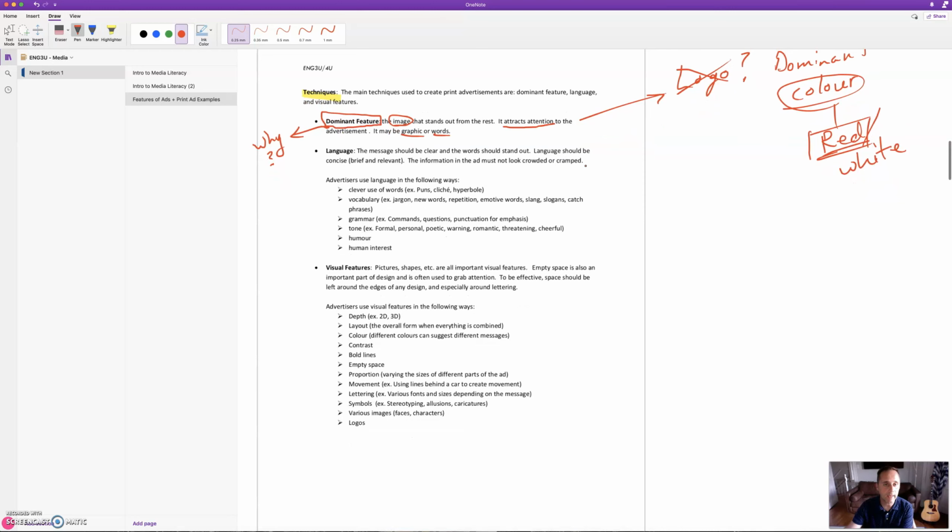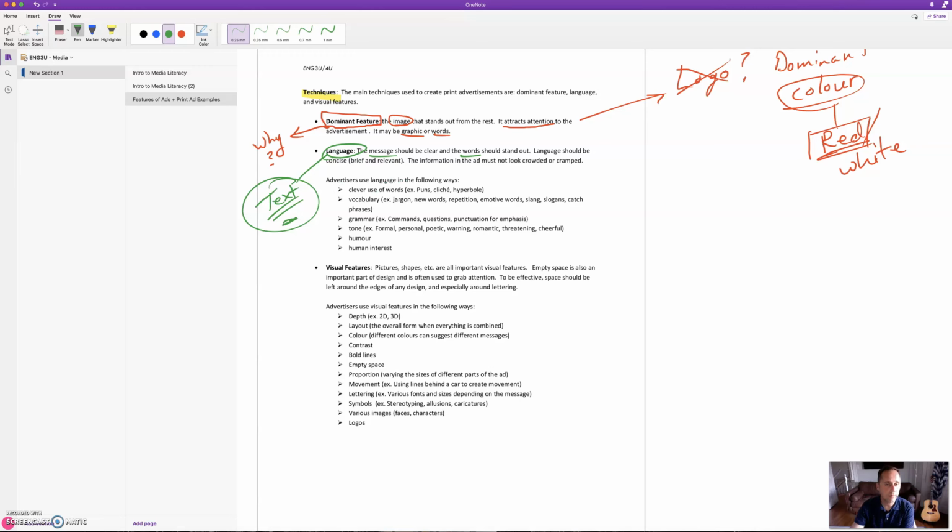Then you want to think about the language features. So language features is obviously going to have to do with text, right? So whatever words are on the ad, you gotta read them and think about them. There's no wasted space if there are any words there. Okay, the message should be clear and the words should stand out. Language should be concise, brief, and relevant, and the information in the ad must not look crowded or cramped. Because they have a small amount of space, every word counts. So text is going to be very important because of that.